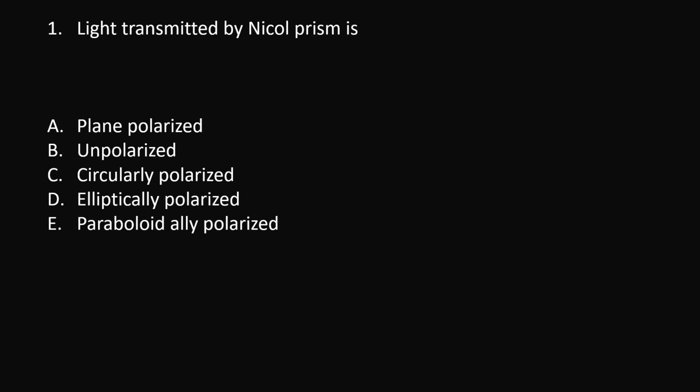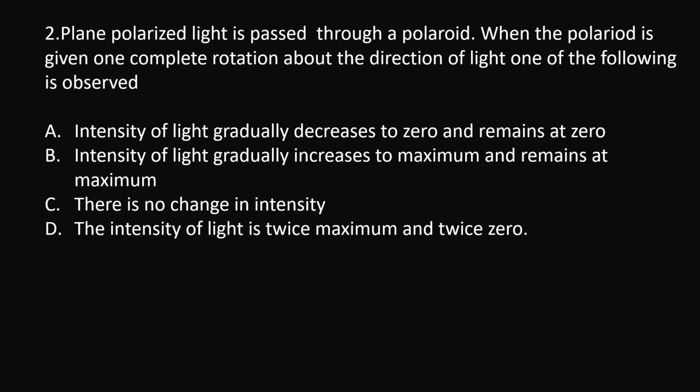Light transmitted by Nicol prism is. Options are given. A Nicol prism always gives plane polarized light. That means direction of vibration of light is only in a single plane. So option A is the correct one.